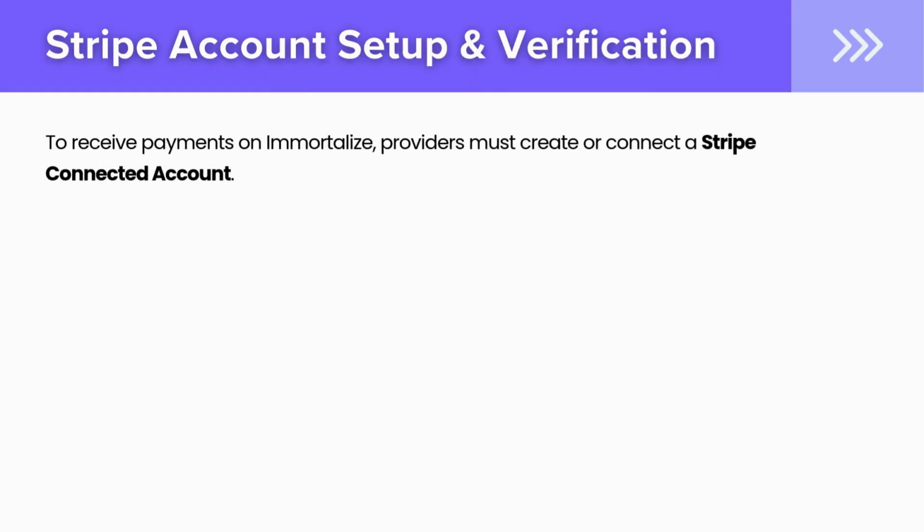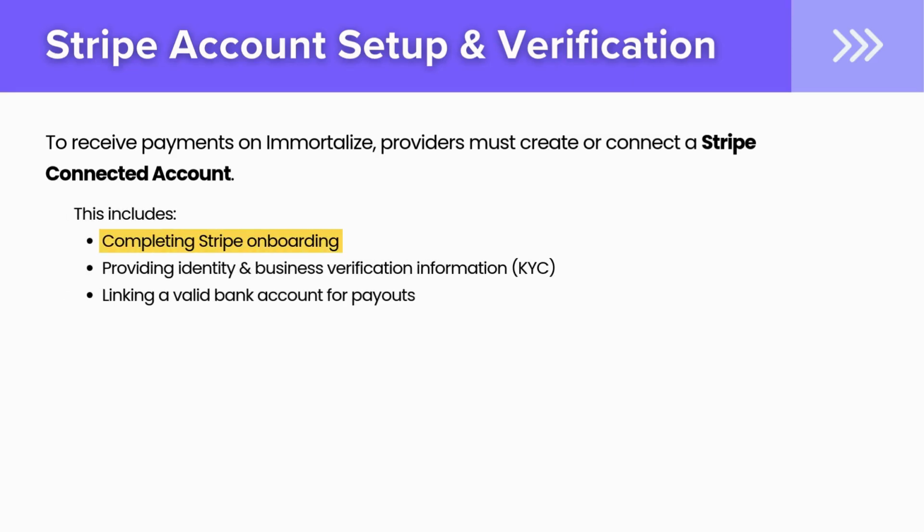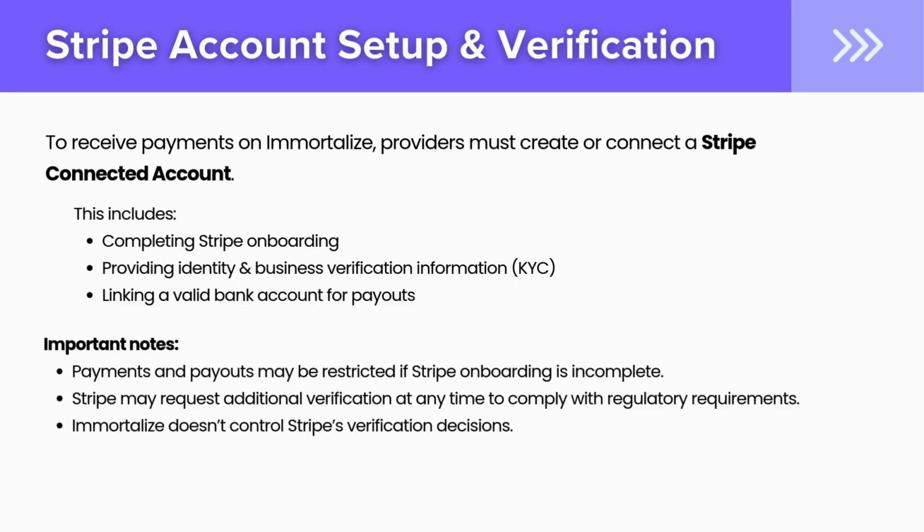To receive payments on Immortalize, providers will need to set up or link a Stripe connected account. This process involves completing Stripe's onboarding, which requires providing identity and business details for verification and linking a bank account for payouts. It's important to note that payments may be restricted until onboarding is complete. Stripe manages all verification decisions and may request additional information at any time to stay compliant with regulations.